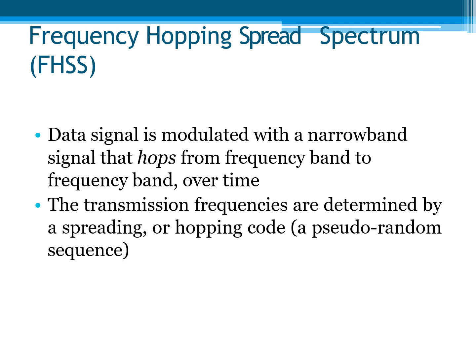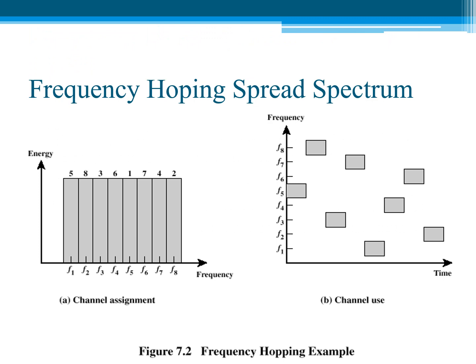Here a digital signal is modulated with a narrow band signal that hops from frequency band to frequency band over time, and the transmission frequencies are determined by a spreading or hopping code or pseudo random sequence. Also, in this frequency hopping spectrum classification, we have two types: slow frequency hopping spectrum as well as fast frequency hopping spectrum.